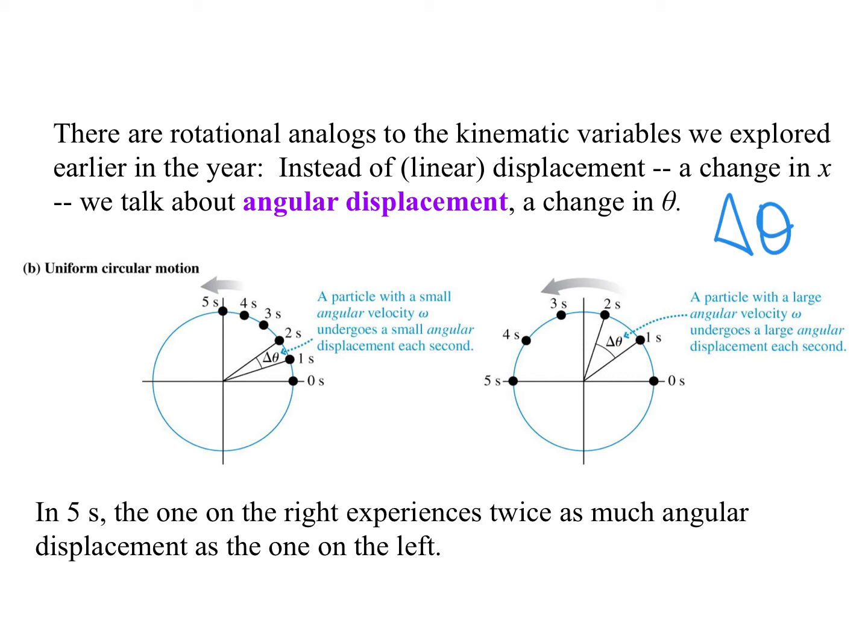We can see that we have two different angular displacements per second. So we have something which, in the first 5 seconds, goes through pi over 2, whereas this one, in the same time, goes through pi, or twice as far. All right? So it experiences twice as much angular displacement on the left in the same amount of time.